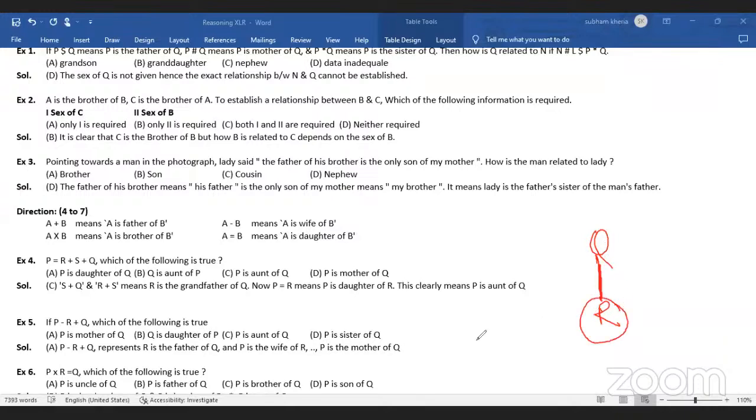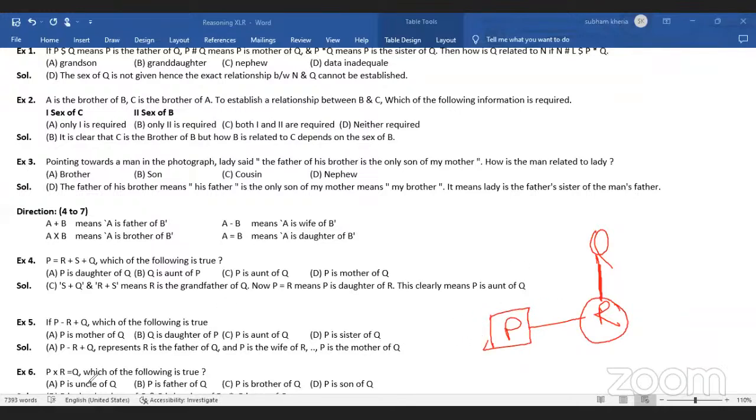Daughter means circle because female. And then P into R. So P is the brother of R, so P and R are siblings. This will be the line. Brother means male, so this is the dash. So this is the box.